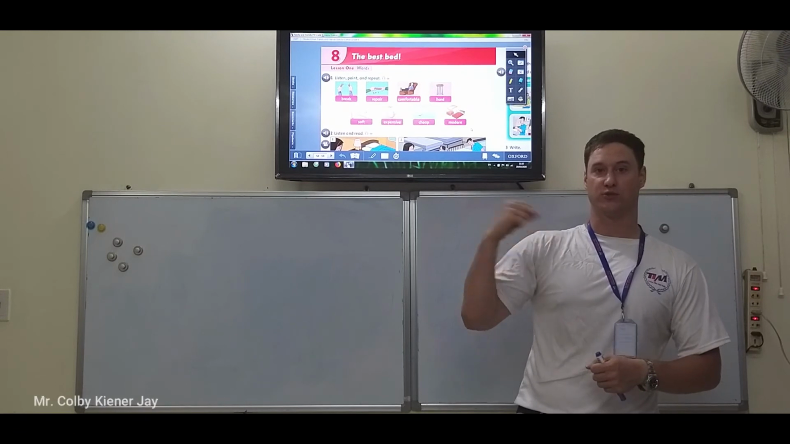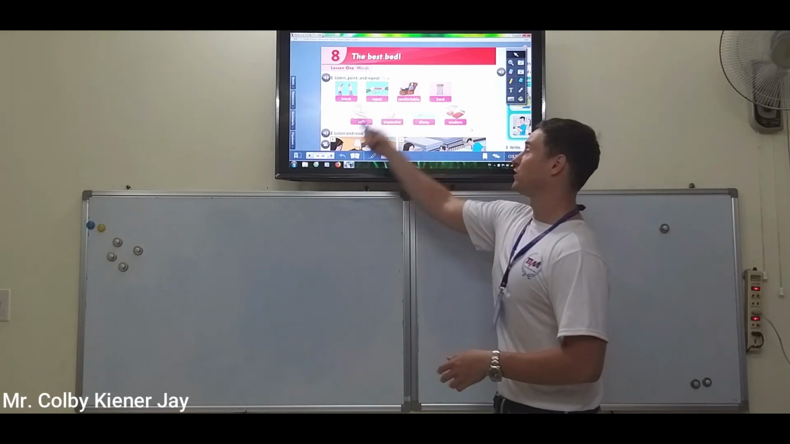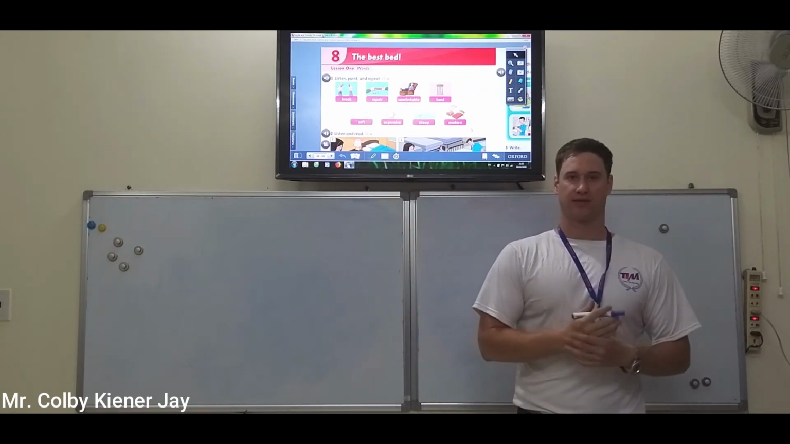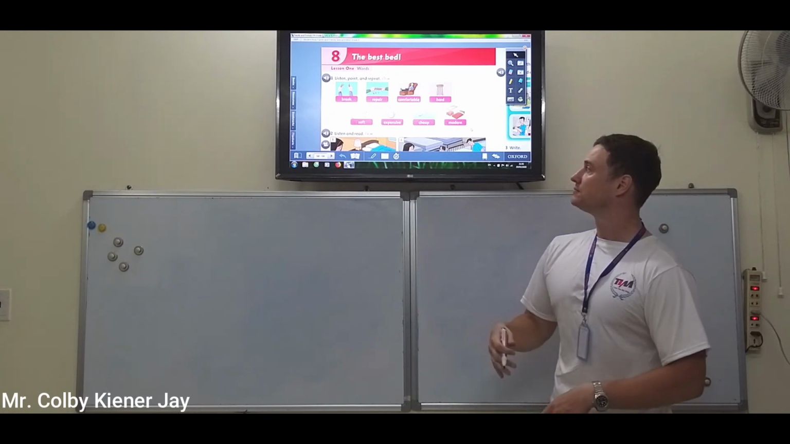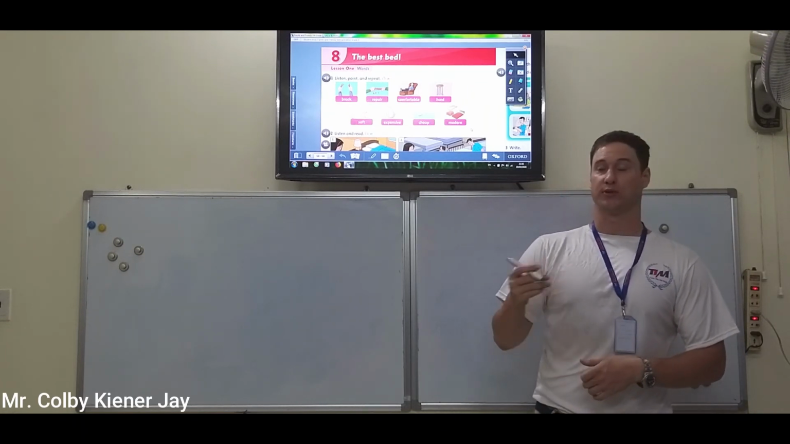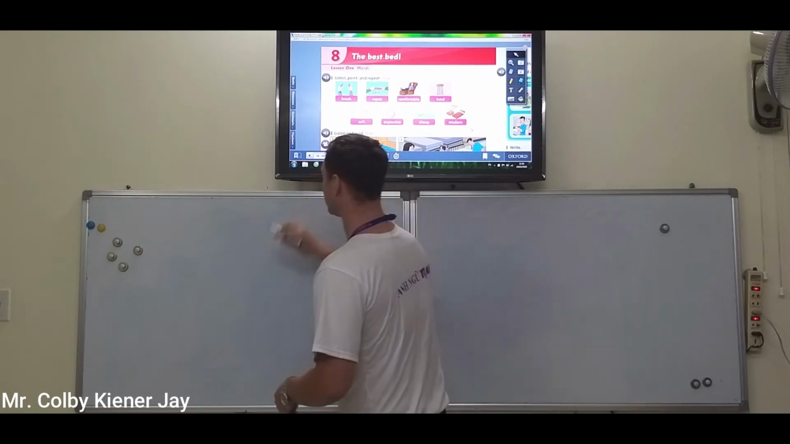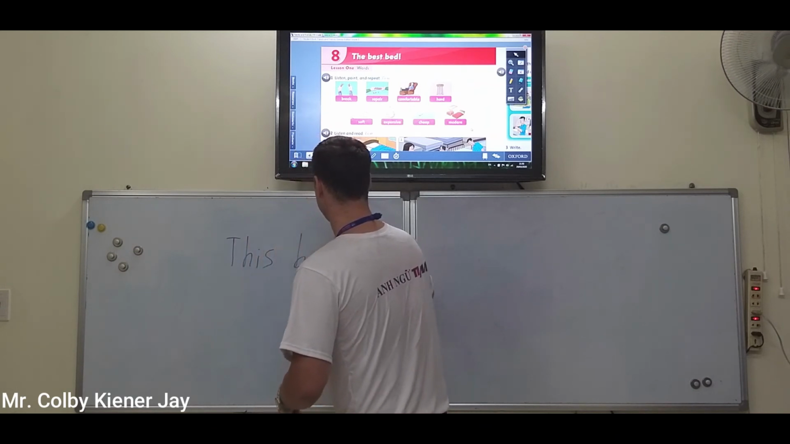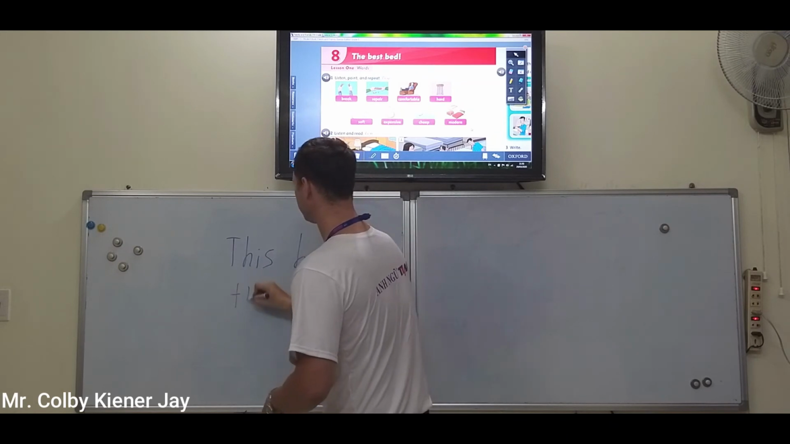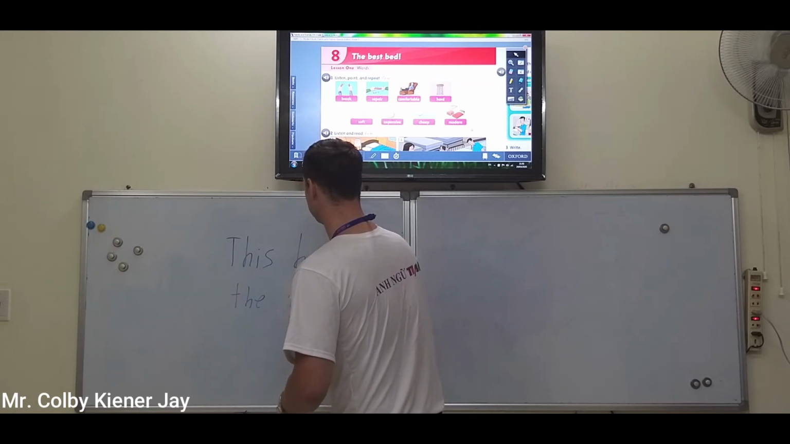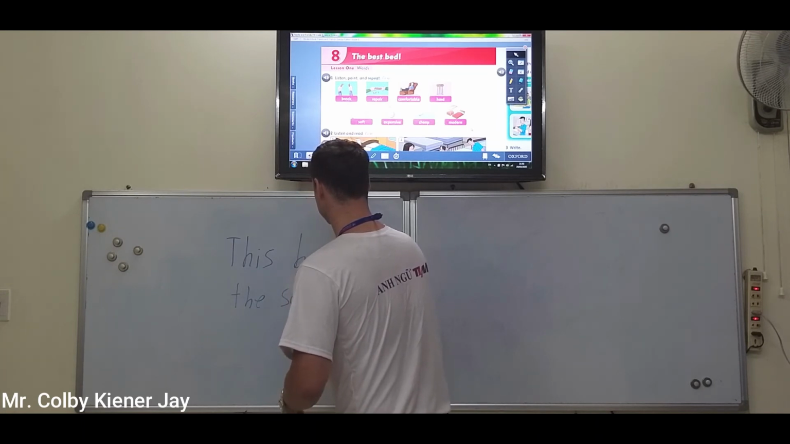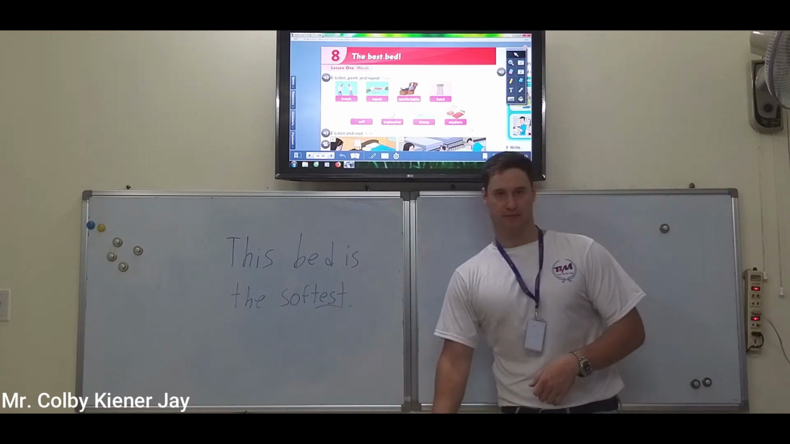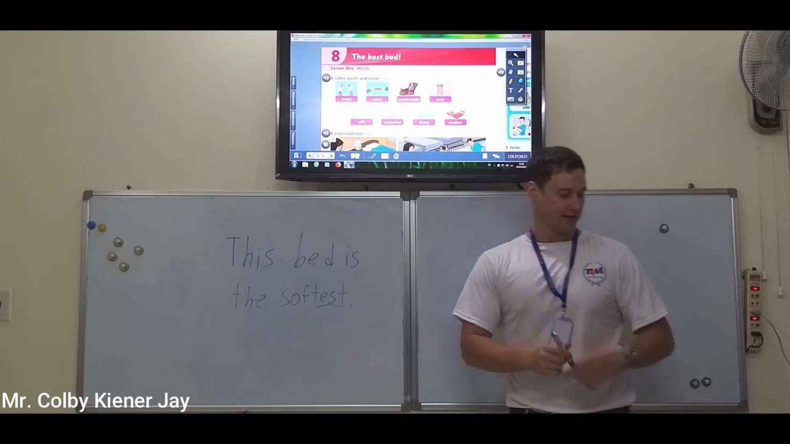Alright, now that we know about superlative and comparative, let's use the new vocabulary to make some sentences. How about soft? Let's make a superlative sentence with soft. It looks like that's a bed. This bed is the softest. This bed is the softest in the store. Softest. Superlative, right?